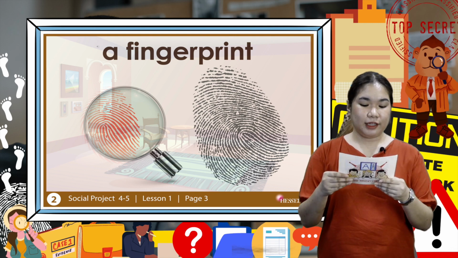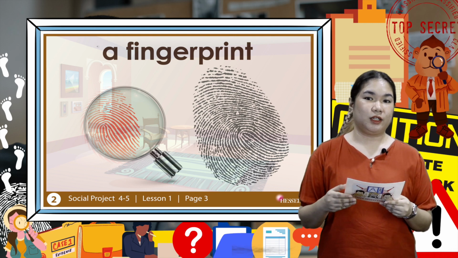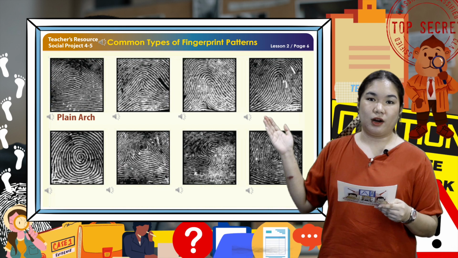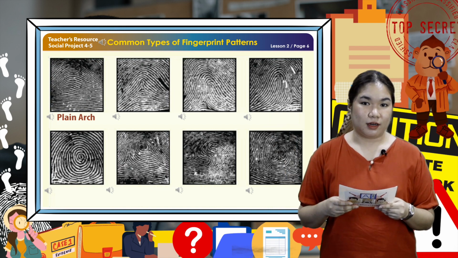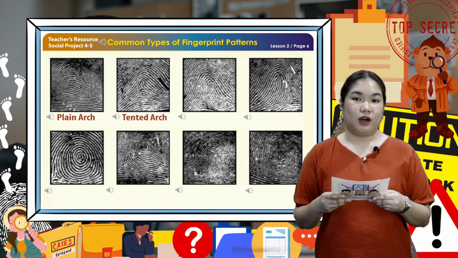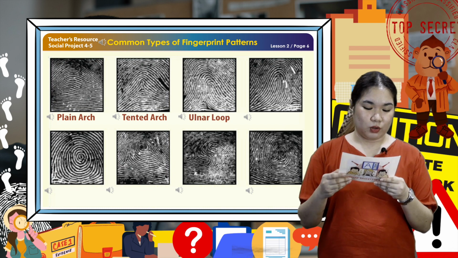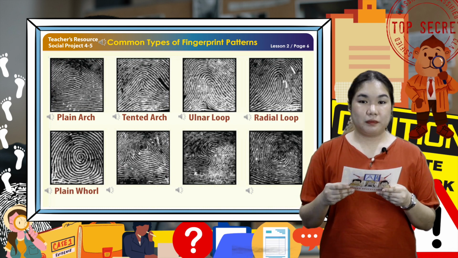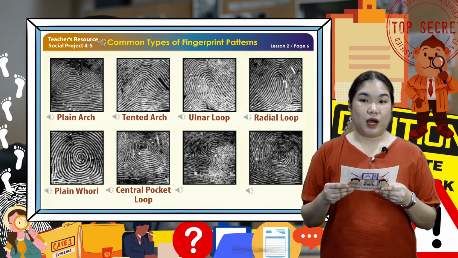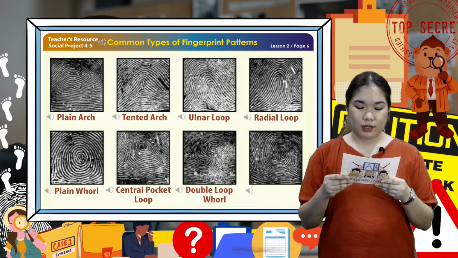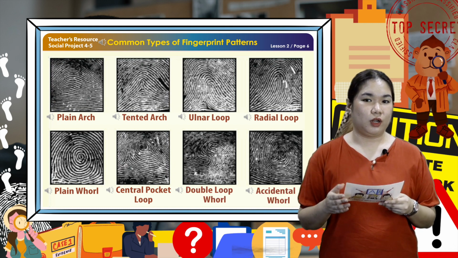Now, we have eight common types of fingerprint patterns, and here they are. First one is plain arc. Next one is tented arc. The next ones are ulnar loop, radial loop, plain whorl, central pocket loop, double loop whorl, and accidental whorl.